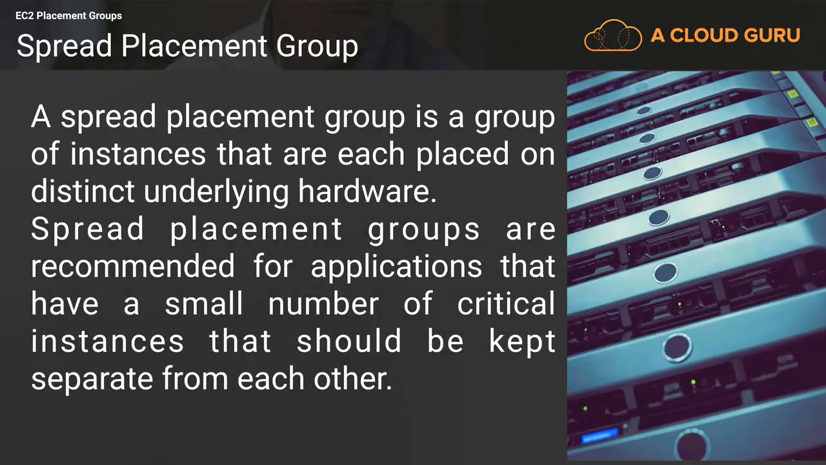Now, what's a spread placement group? Well, a spread placement group was launched at re:Invent in 2018, and it's basically a group of instances that are each placed on distinct underlying hardware. So I want you to think of a situation where you've got these really important EC2 instances and you want to know that they're on separate pieces of hardware from each other. You would use a spread placement group. It's recommended for applications that have a small number of critical instances that should be kept separate from each other. So basically it's the opposite of a clustered placement group. This is ensuring that it's across multiple devices in multiple availability zones.